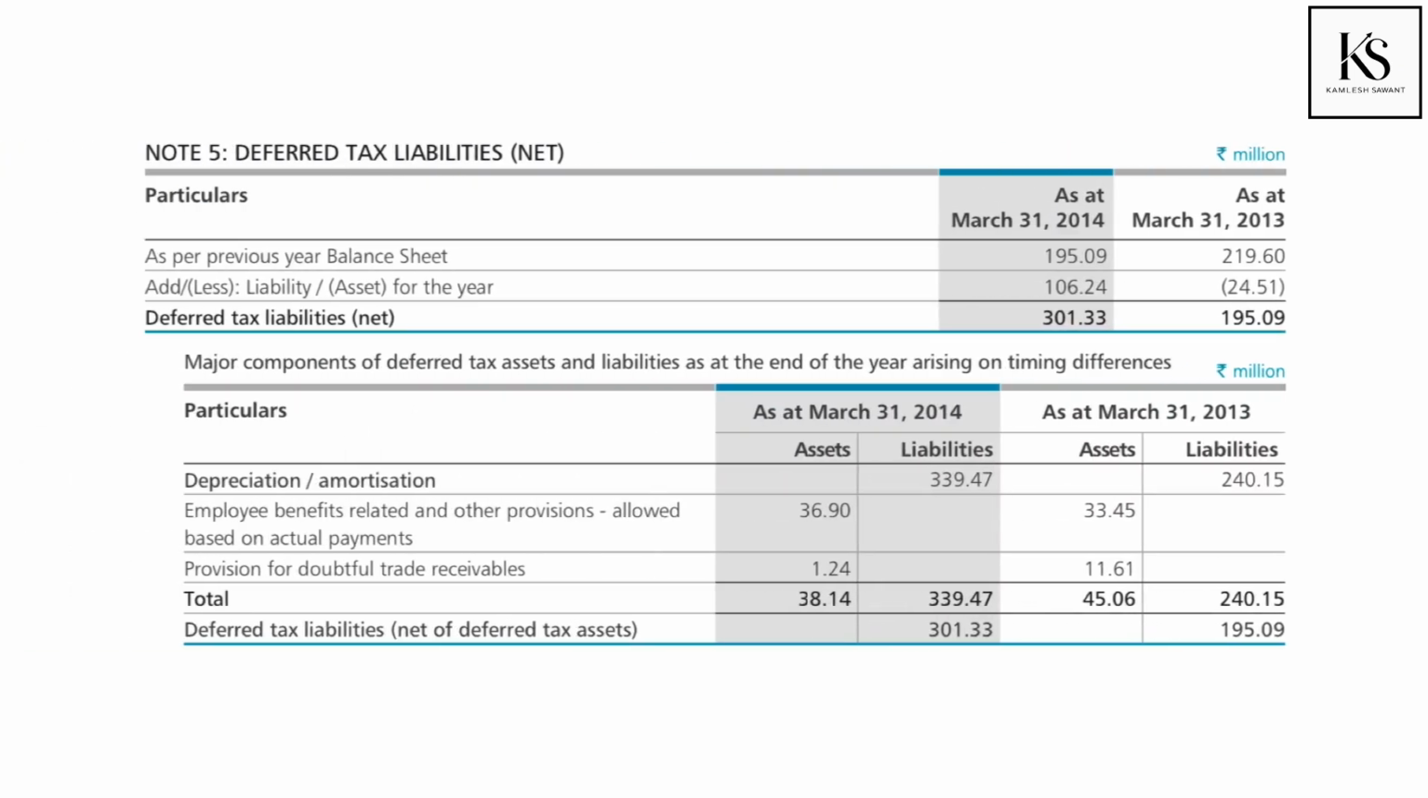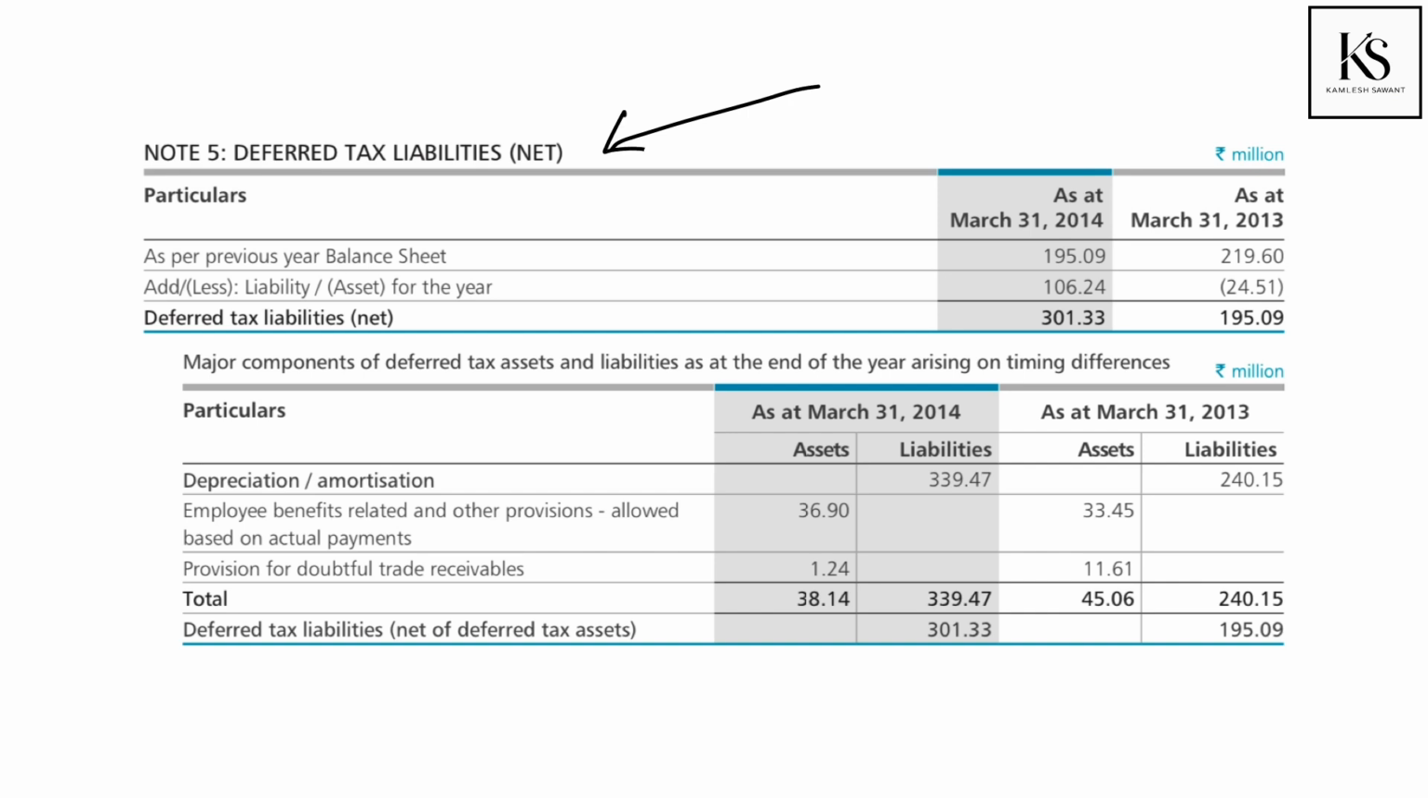The next line item within non-current liability is deferred tax liability. The deferred tax liability is basically a provision for future tax payments. The company foresees a situation where it may have to pay additional taxes in the future. Hence, they set aside some funds for this purpose.